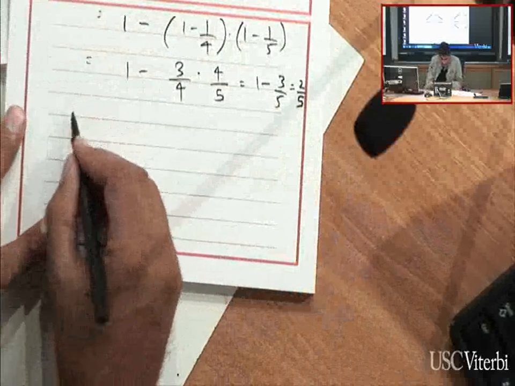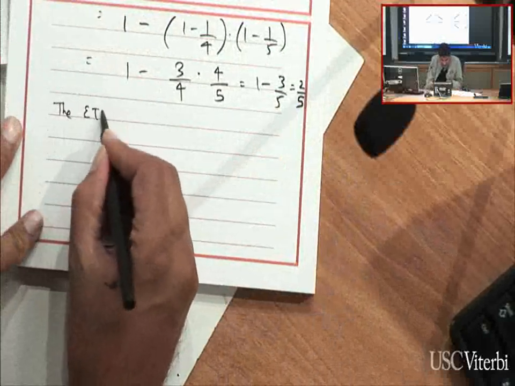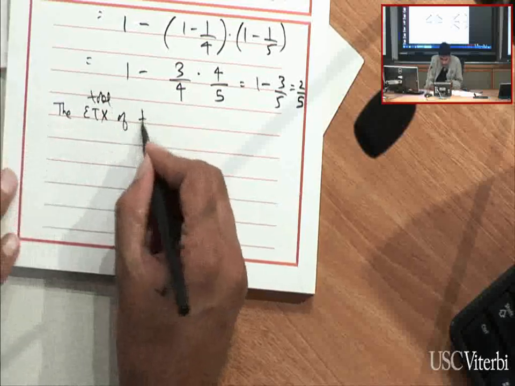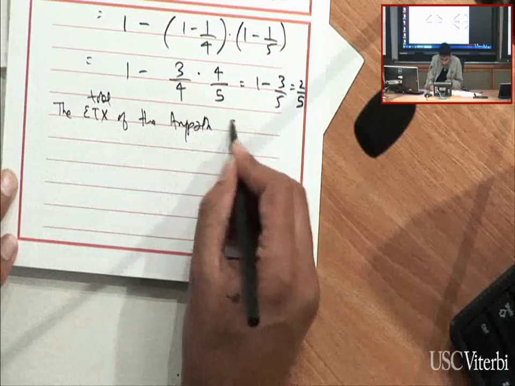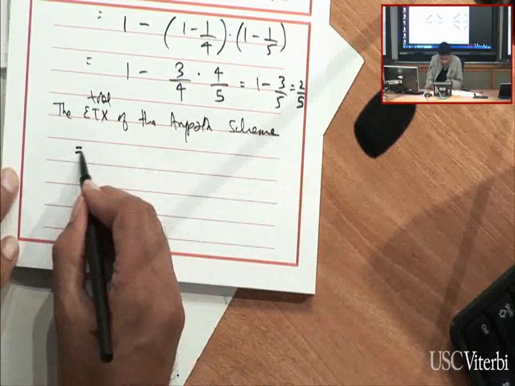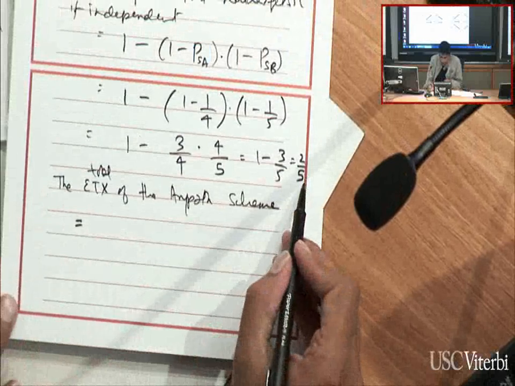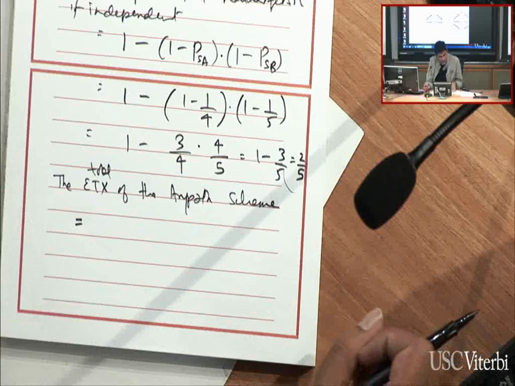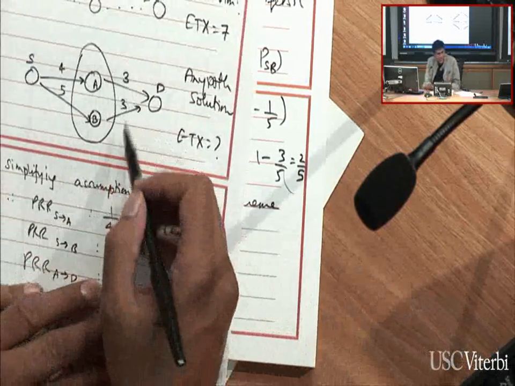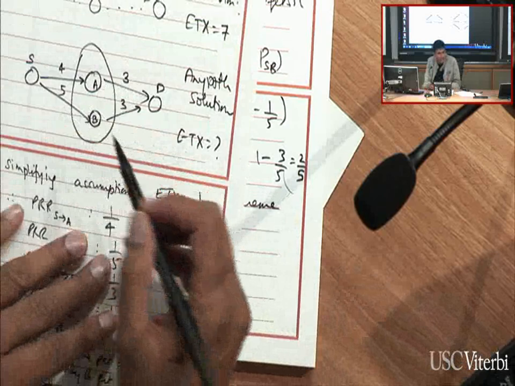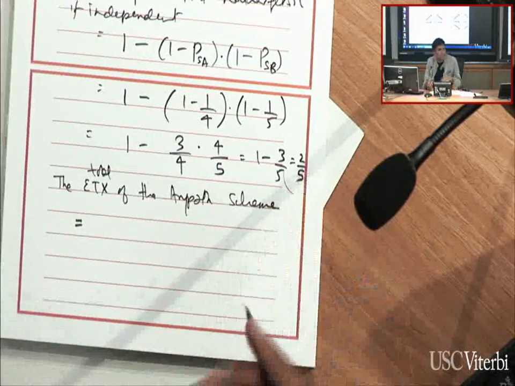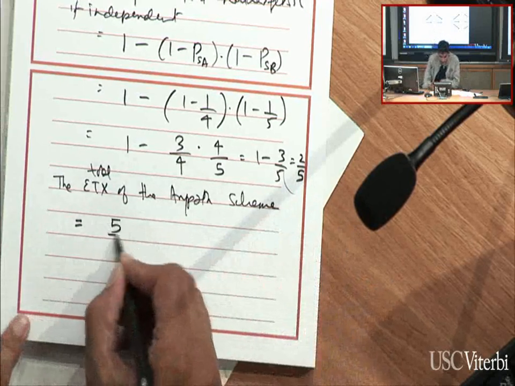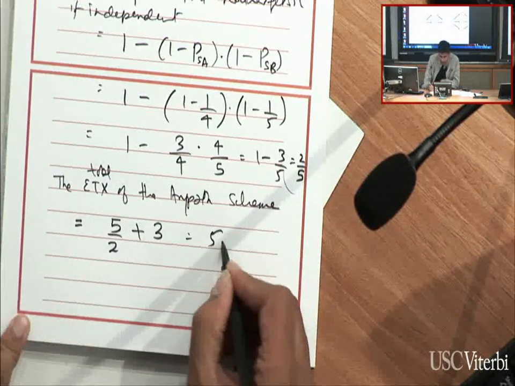And so therefore the total ETX of the AnyPath scheme equals 1 over the probability of success for the first stage plus the ETX for the second stage. In this example, the ETX for the second stage is 3. Doesn't matter who's going to forward it. For the first stage, it's going to be 1 over this probability of success because you're going to keep transmitting until this event happens. Right? So it becomes 5 over 2 plus 3, which is 5.5.